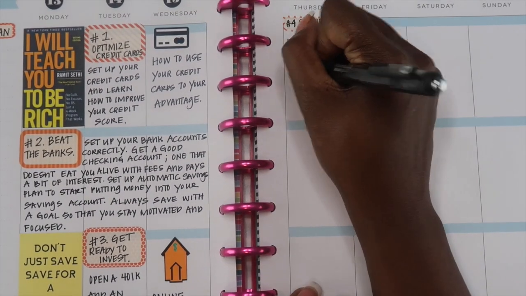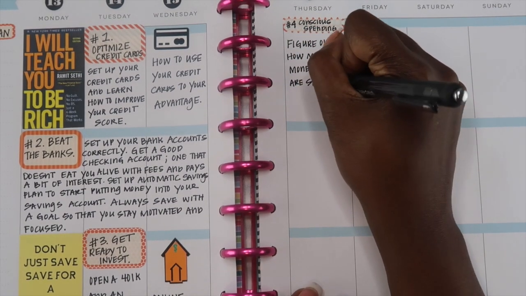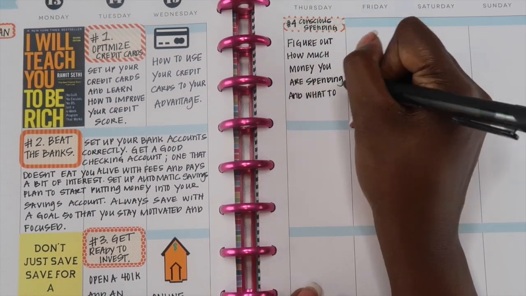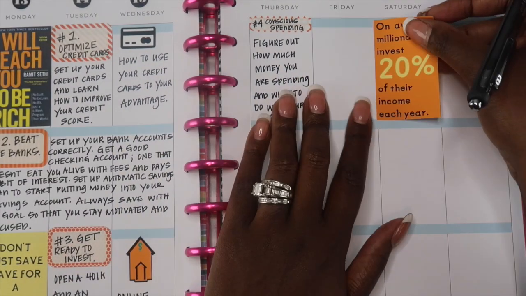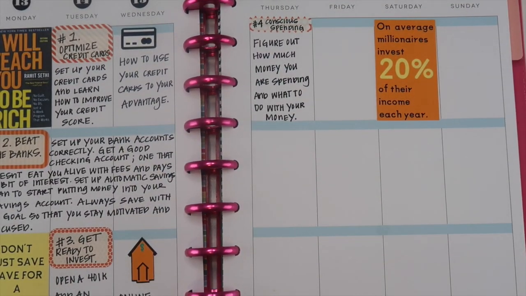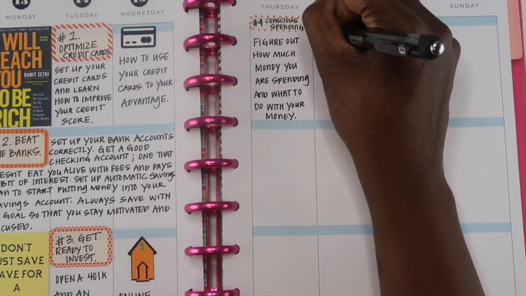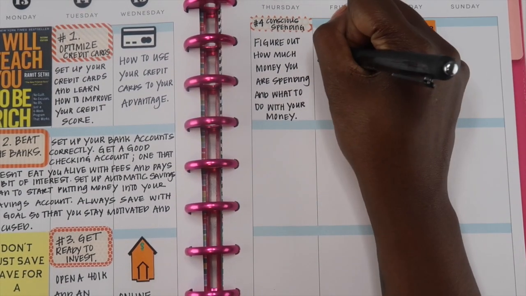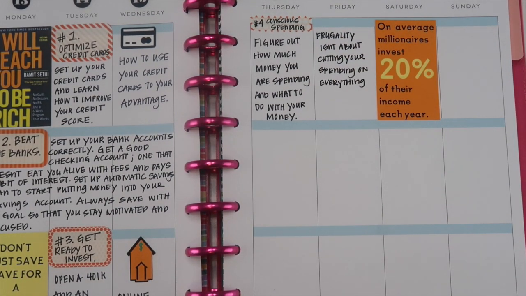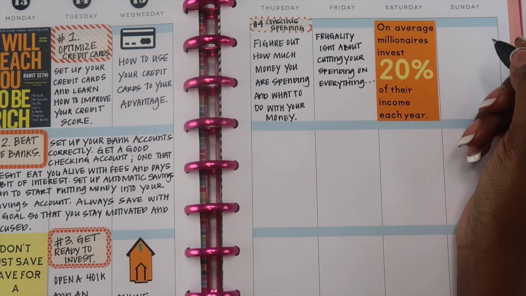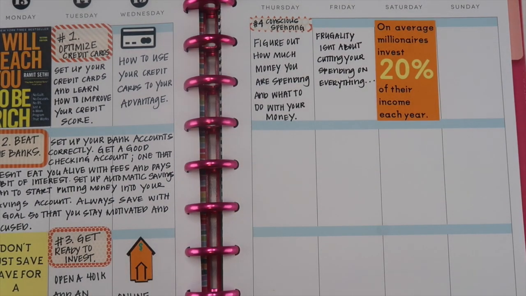Tip number 4 is to be focused on conscious spending, and it's figuring out how much money you're spending and what you do with your money. He also goes into a really great tip where he's talking about the difference between frugal and cheap, and I did an entire video on that one also, and I will link it above. But it was a great concept, kind of put you in perspective of what frugality actually is.